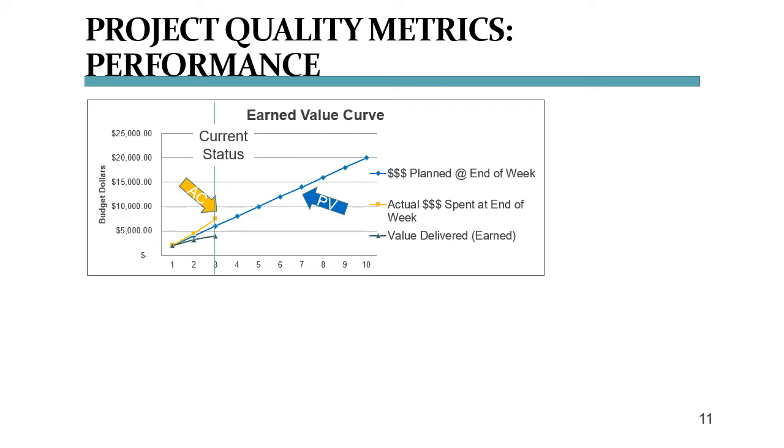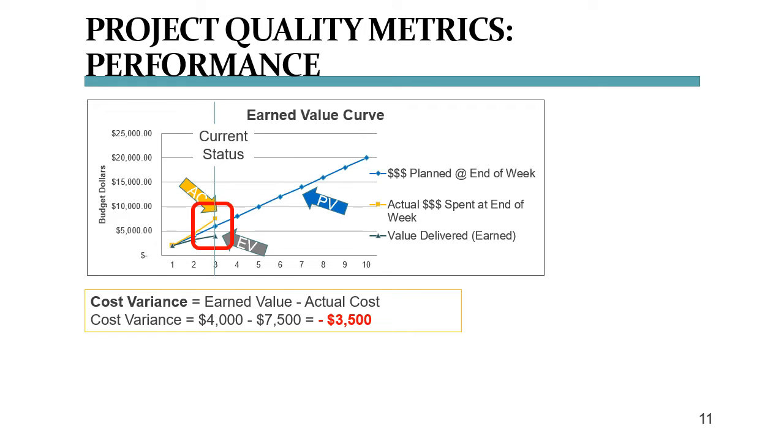Now we plot our earned value in gray and at the end of week 3, and that ends up way below the blue line and the yellow line, and here we are. So now we can calculate our first two variables. The cost variance is the difference between the earned value and the actual cost, so between the gray line and the orange line at week 3.